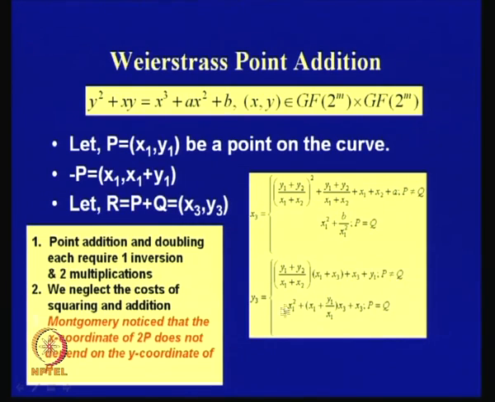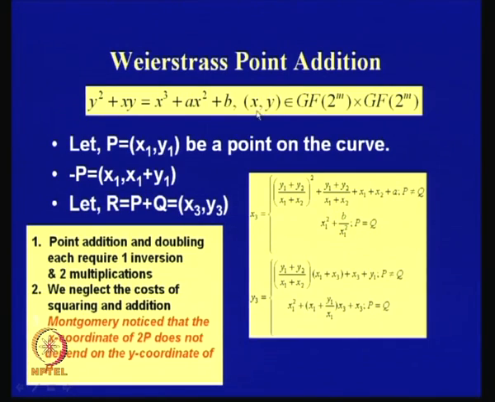Similarly, the corresponding y coordinates are shown here. Okay. So now the question is how do we do this operation. Here you see point addition, and another thing to note is that if P is equal to (x1, y1), then minus P is shown as (x1, x1 plus y1). So, how do you get this minus P?